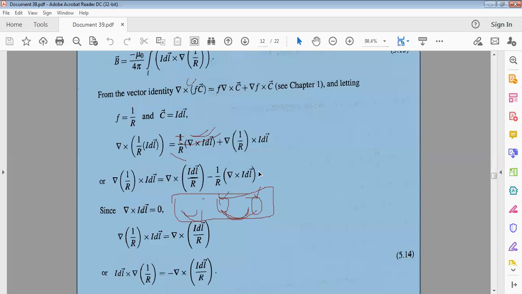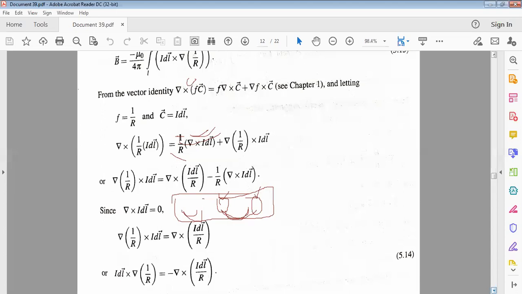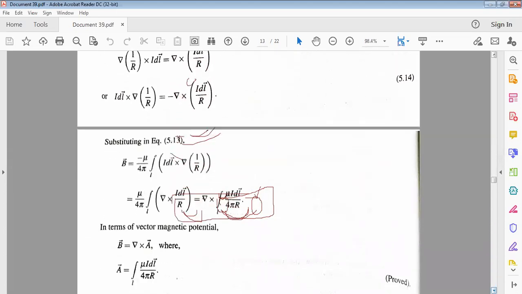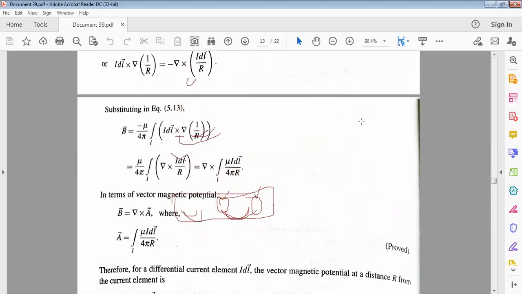What is the resultant here? Del dot 1 by r cross ideal equal to del cross ideal by r only remains. Or simply ideal cross del into 1 by r equal to minus del of ideal by r. And when we reverse this notation, it may get the negative sign. Substitute the same here.